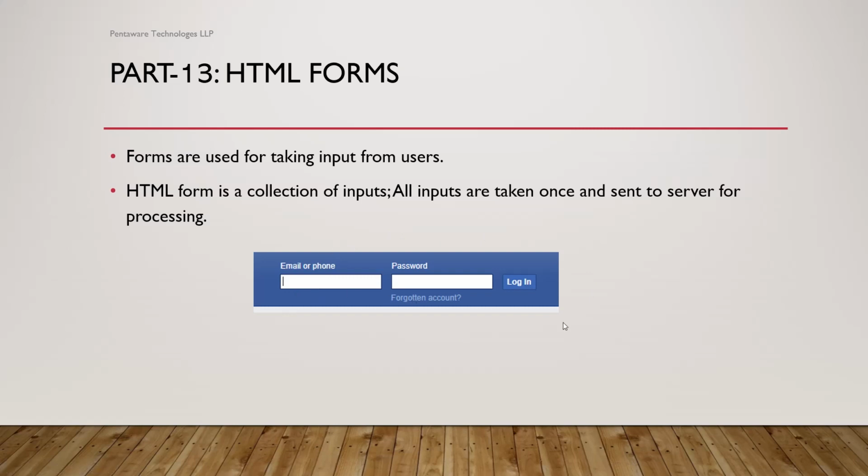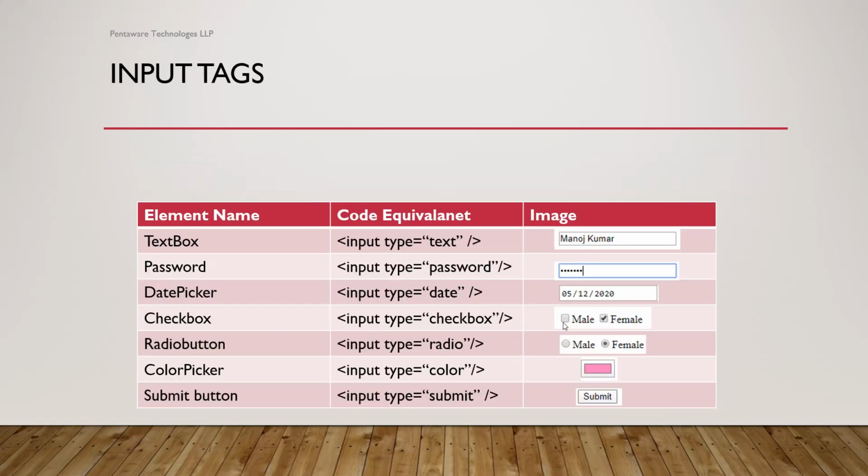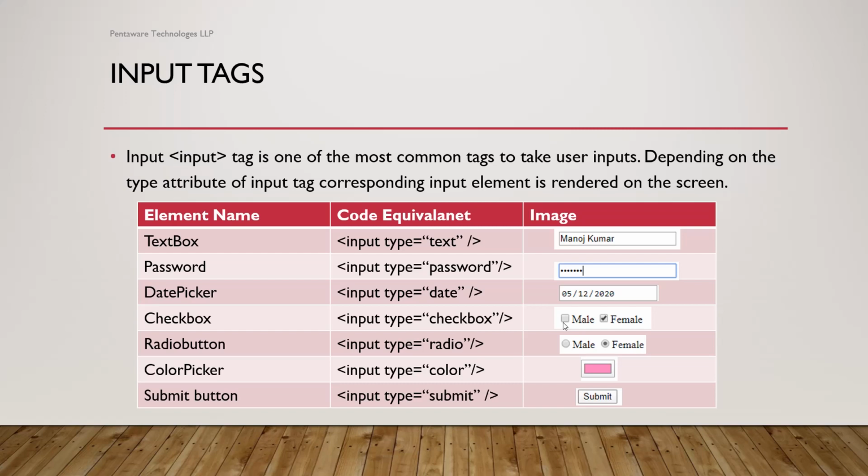So an HTML form is a combination of inputs, and for those inputs there is a tag called the input tag. So this is the input tag. The input tag is one of the most common tags to take user inputs. Depending upon the type attribute of the input tag, the corresponding input element is rendered on the screen.